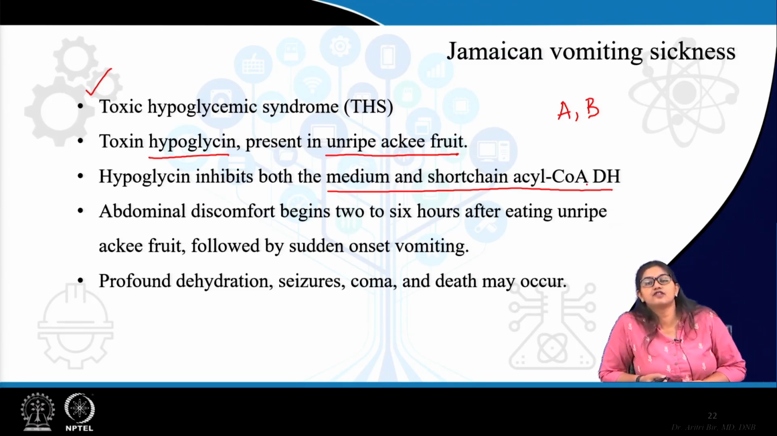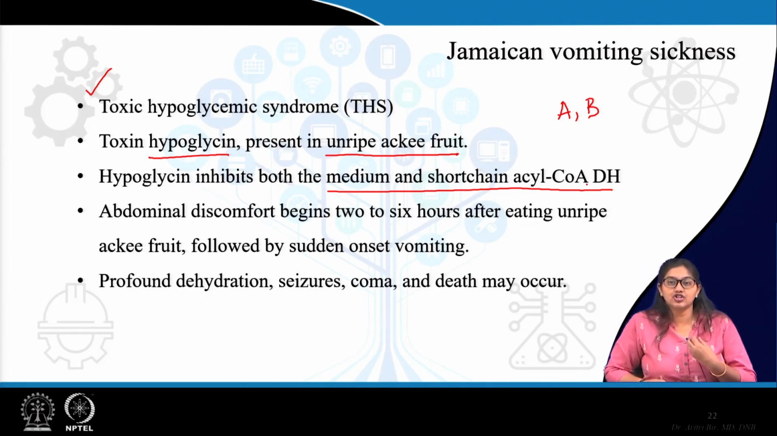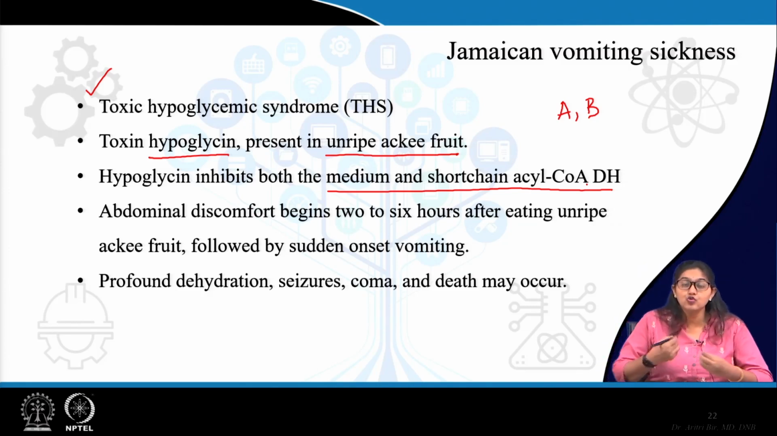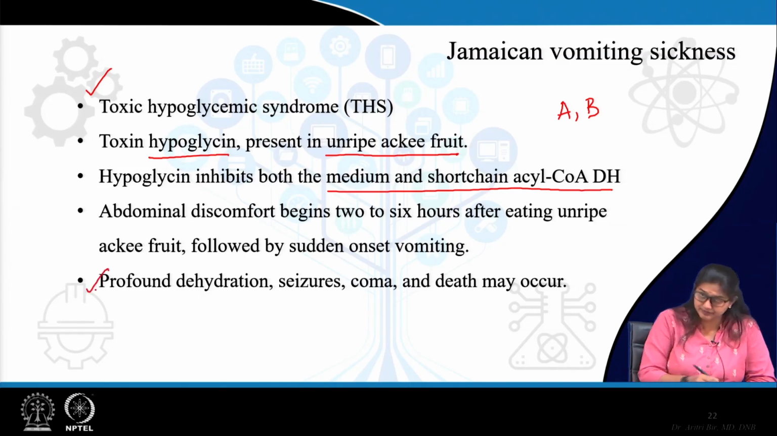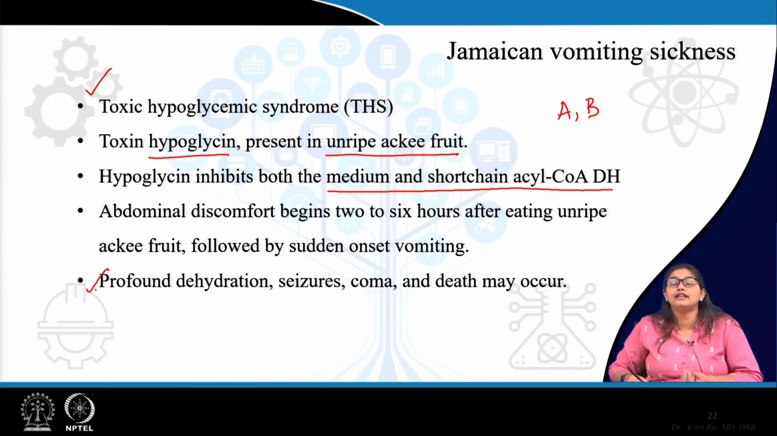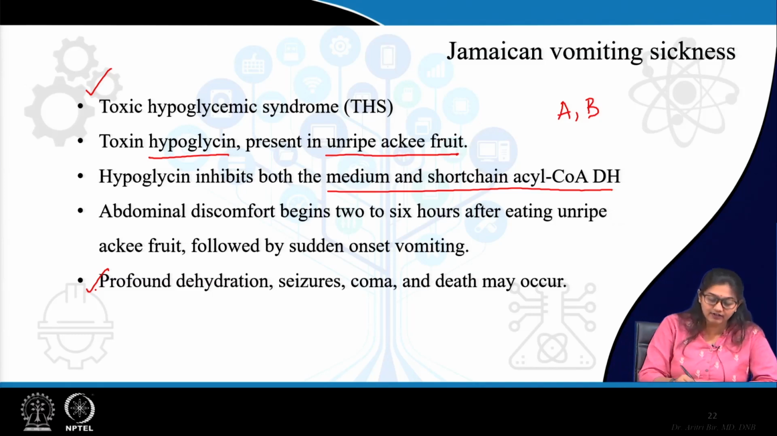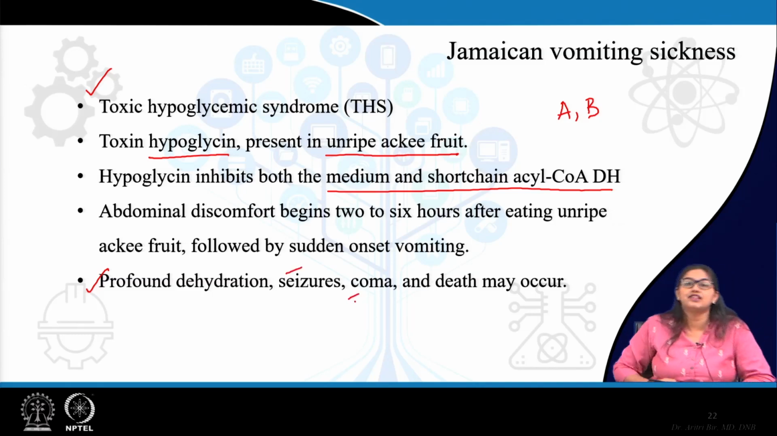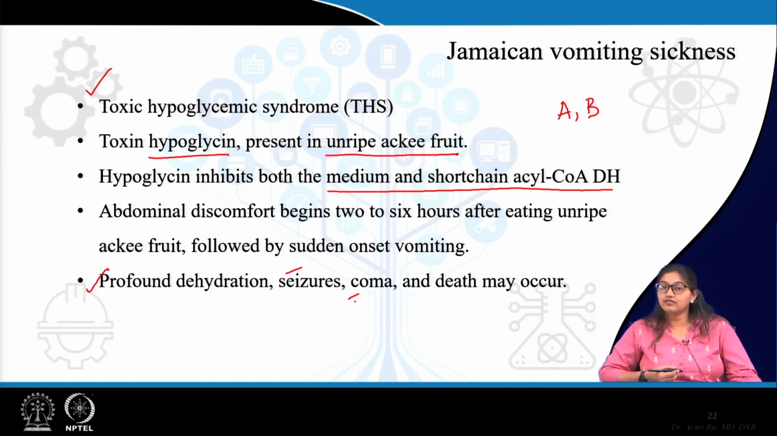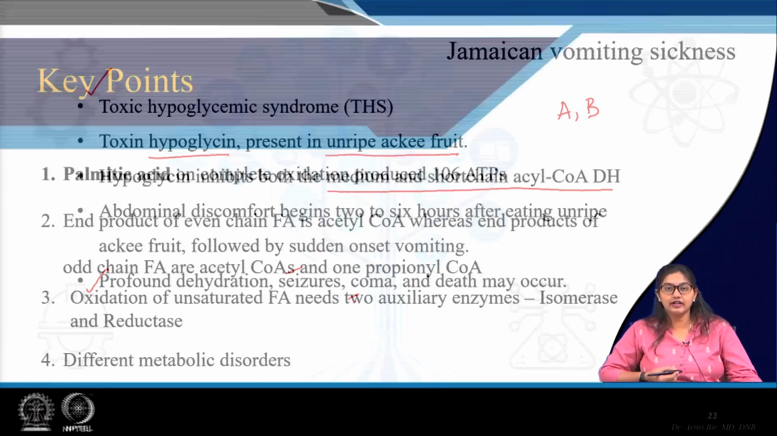Now, how this manifestation occurs? After ingestion of ackee fruit, within 2 to 6 hours, there is abdominal discomfort, which is followed by vomiting, a sudden onset vomiting, and if it continues or proceeds to severe condition, it is manifested as profound dehydration. Finally, there is convulsion, coma, even death may occur. So, these are the defects of beta oxidation and the related diseases.